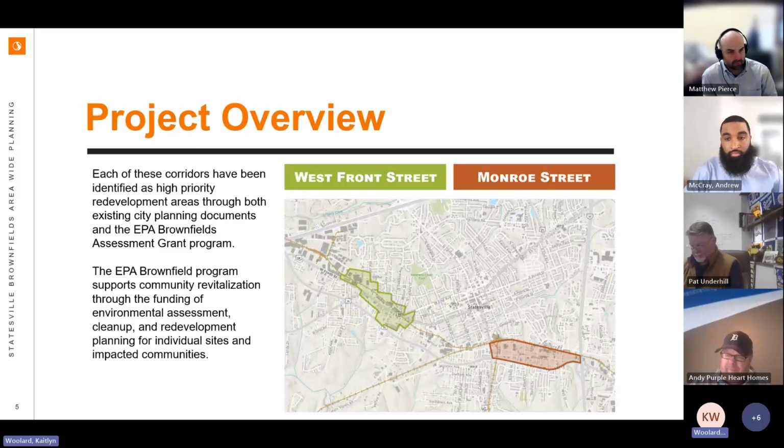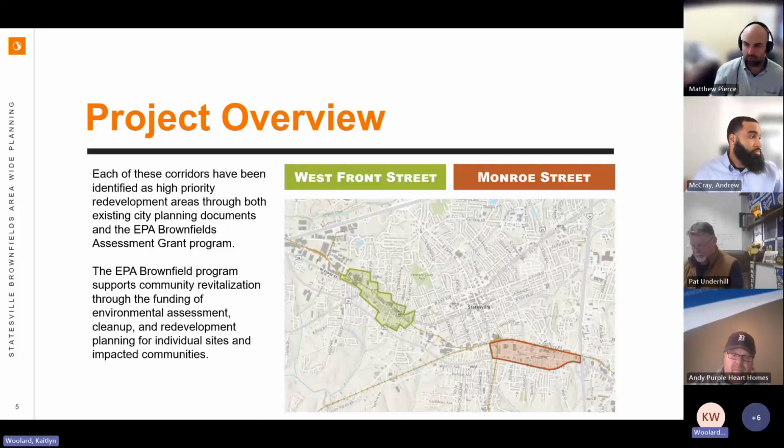Here is the map that we had from our community engagement event showing where those corridors are. I like this map because it shows where they are in relationship to each other and to the greater city of Statesville. So these are our focus areas for the projects. The goal is to understand the needs, hear the community, assess the market conditions and the existing conditions of each individual area, and then come up with revitalization strategies to address those needs.